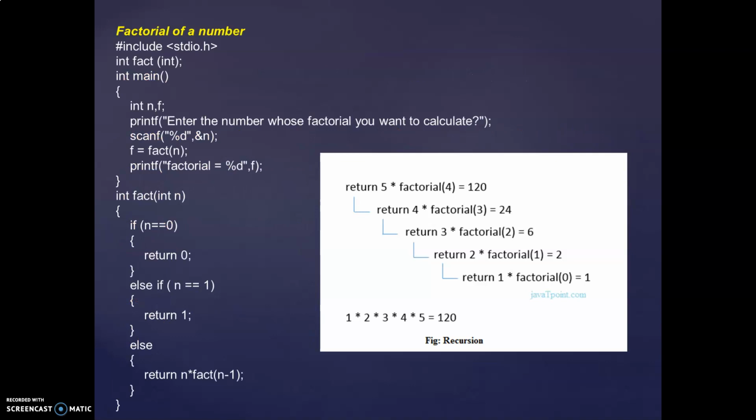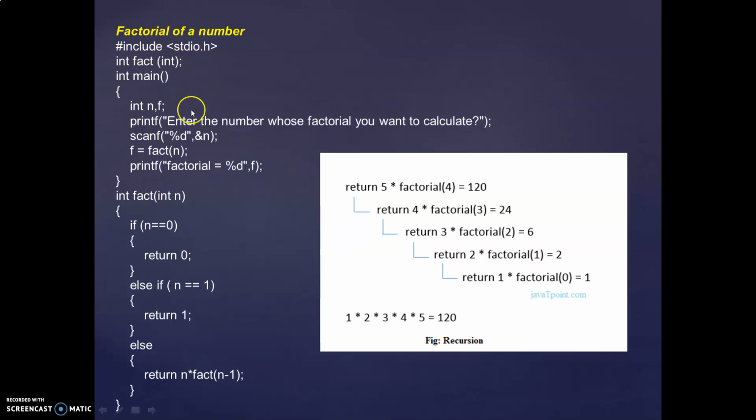Take an example of it. The example is factorial of a number. We all know that factorial of a number means the multiplication of the succeeding numbers. Suppose I am taking 5, then 5 cross 4 cross 3 cross 2 cross 1. Take an example here. int fact(int): the return type of the function is integer, the name of the function is fact, and I am passing an argument which is int.